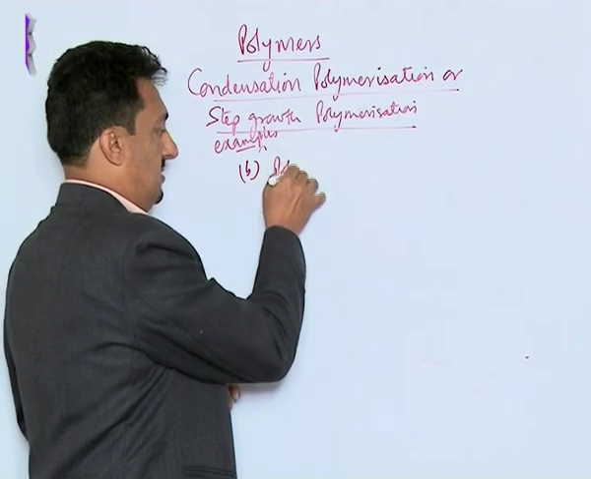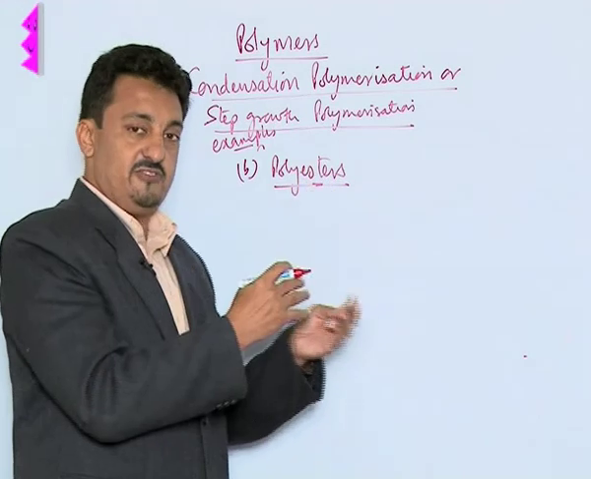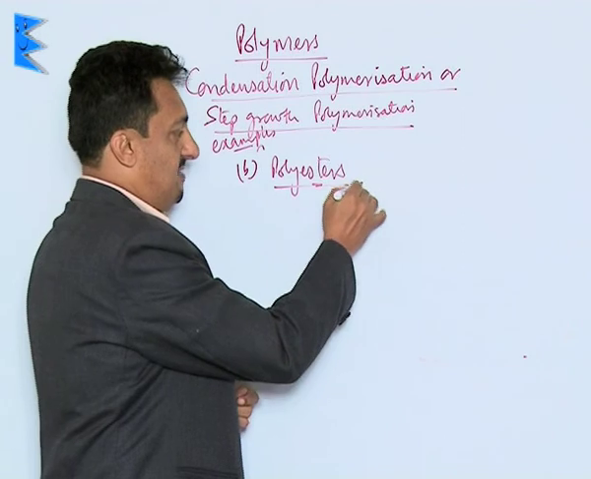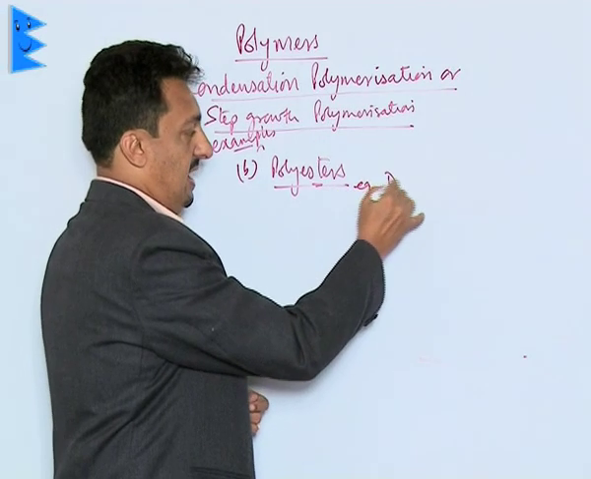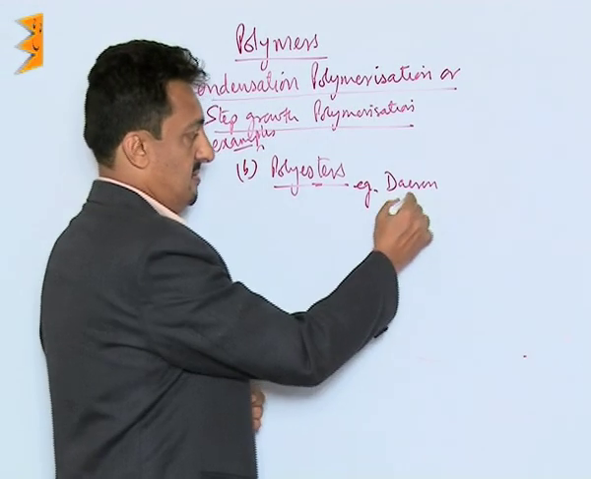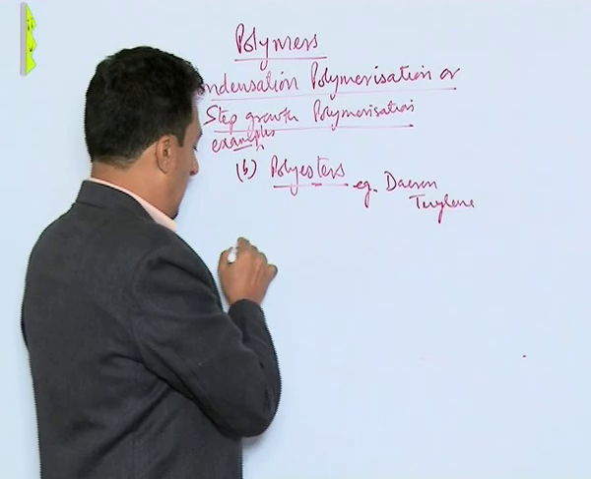Polyesters. So as the name indicates, the functional group which links the monomer units are esters. The best example we can give you is Dacron, which is also called terylene. Now how is it formed?